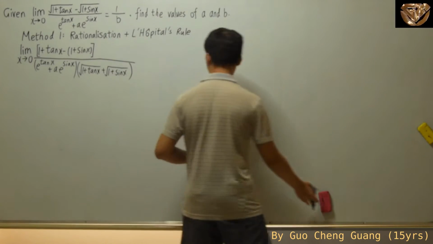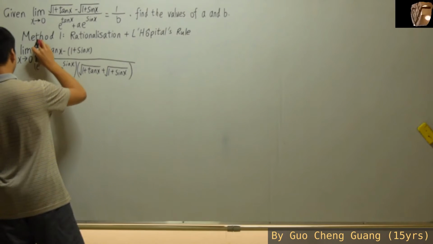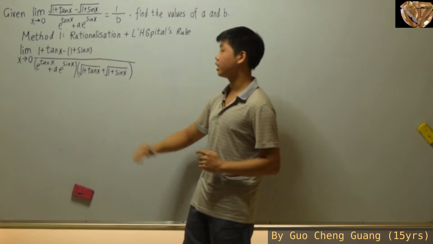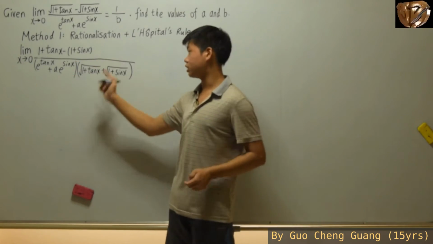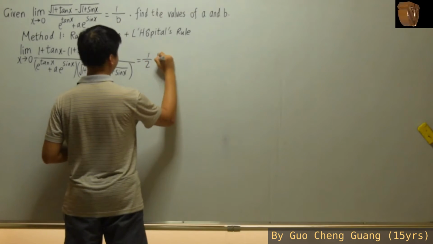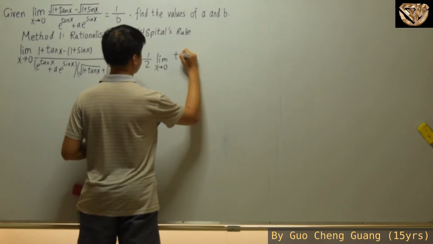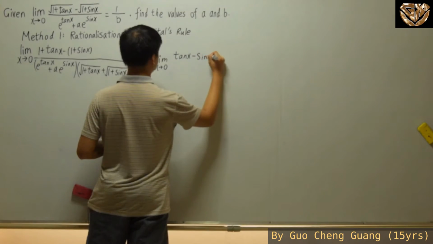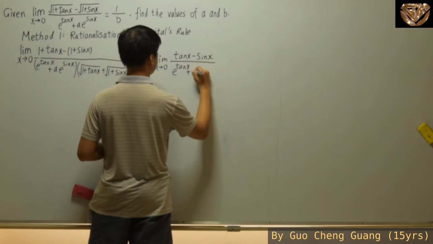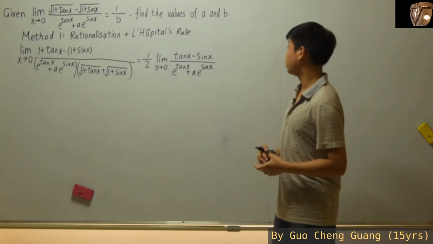Alright, so this is what you will be seeing, and you would also realize that for one part of this entire fraction, you could actually solve it already, which is the square root of 1 plus tangent x plus square root of 1 plus sine x part. Since it is multiplied onto the entire fraction, and you substitute x inside, you just get 2. So, you essentially have half, then limit as x approaches 0, in the numerator, tangent x minus sine x, divided by e to the power of tangent x plus a e to the power of sine x. So this is what you are going to have.